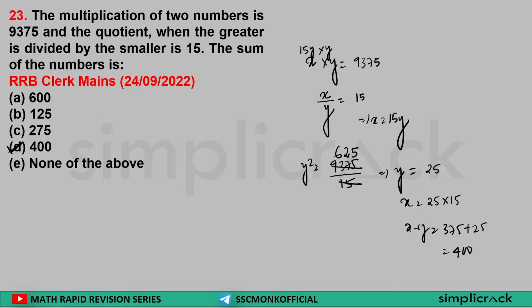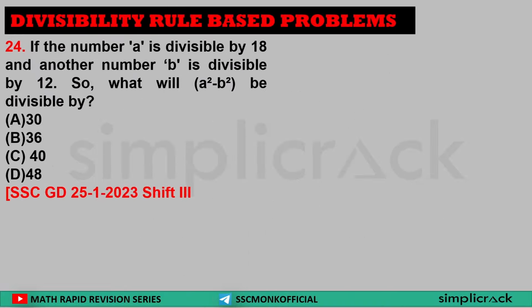Clear? Next. If a number a is divisible by 18 and another number b is divisible by 12, so what will a square minus b square be divisible by?